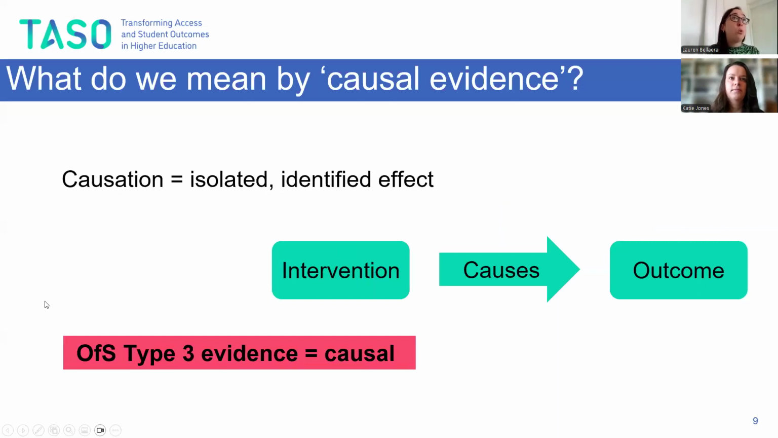If we contrast that with causation, causation is about isolating and identifying a particular effect. In the context of the work we're doing, university access and student success work, we have an intervention, and then we want to be confident that it's causing a particular outcome. This is also referred to by the Office for Students as type 3 evidence. We'll come back to talking about the levels of evidence for the Office for Students a little bit later on.